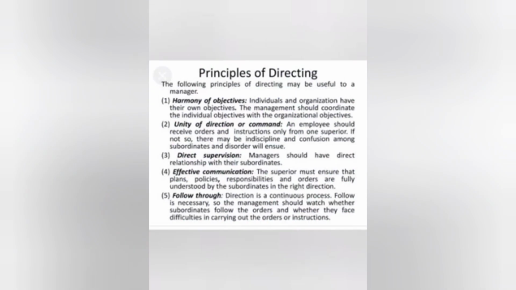Here are your stuffings. Harmony of objectives. Unity of direction or command: every employee should receive orders and instructions from only one superior, to avoid confusion, because if there are two or three bosses, there will be confusion. Direct supervision: the manager should have a direct relationship with their subordinates. There should be proper communication; plans, policies and procedures should all be properly communicated.